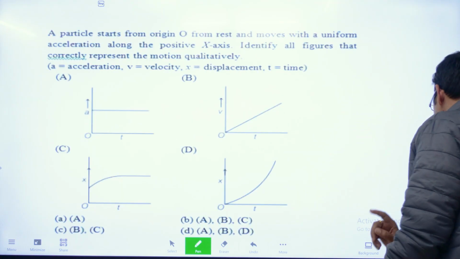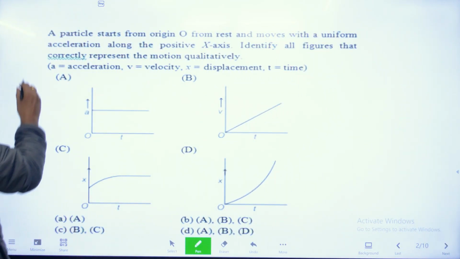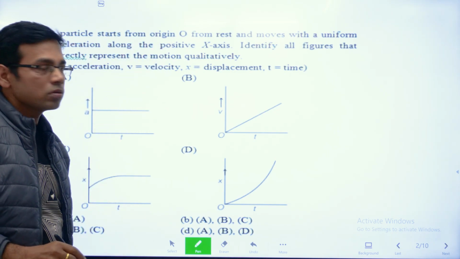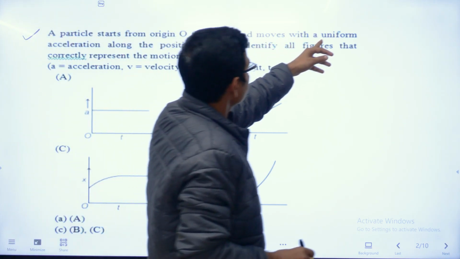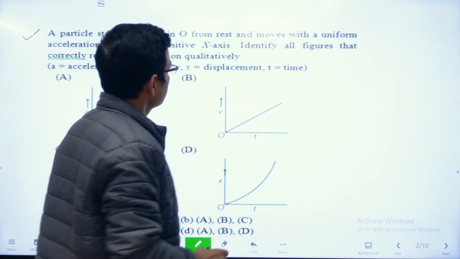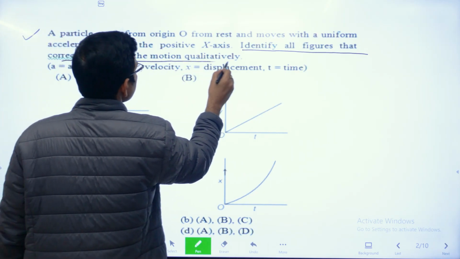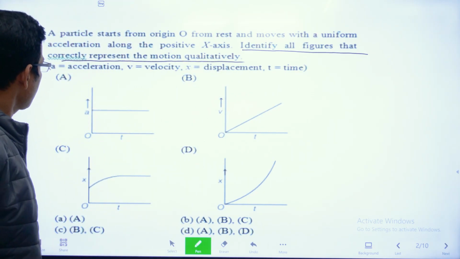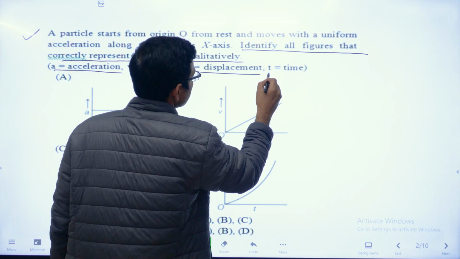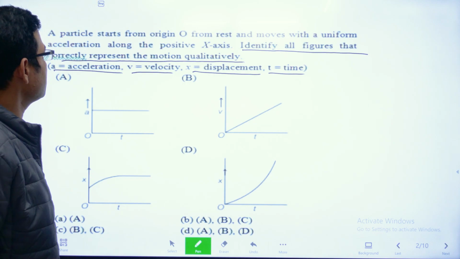So come to the next problem. In this problem, it says that a particle starts from the origin O from rest and moves with a uniform acceleration along the positive x-axis. Identify all the figures that correctly represent the motion qualitatively. Here a is the acceleration, v is the velocity, x is the displacement, and t is the time. So I have to find out which graphs will be correct.